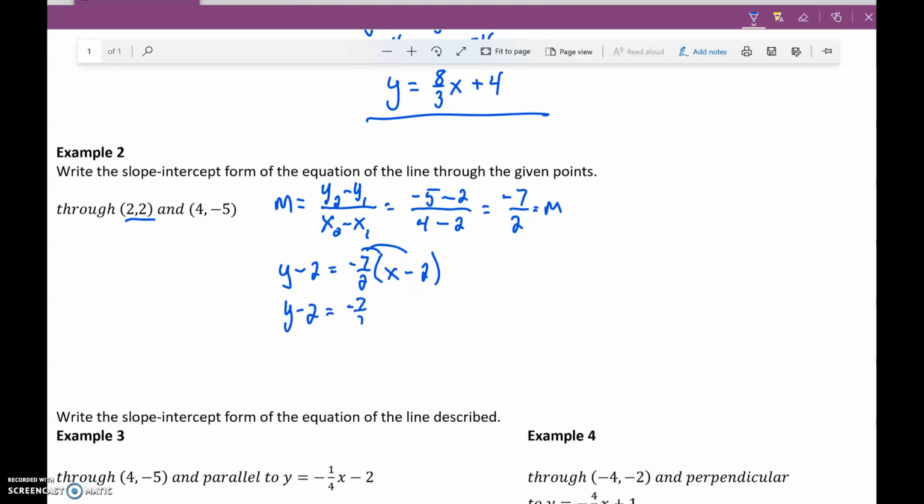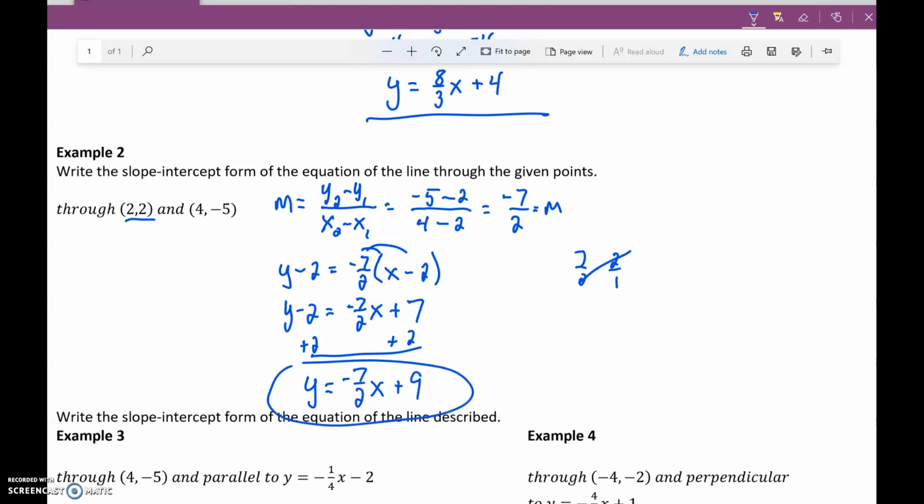So we get -7/2 x. Negative times a negative is a positive, and 7/2 times 2, the 2's cancel out. You're left with 7 over 1, which is 7. Last step to get y by itself would be to add 2. And we end up with y equals negative 7 halves x plus 9. There's our equation that goes through those 2 points in slope-intercept form.